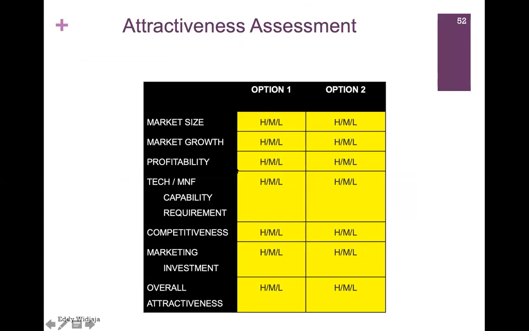Now this is another technique to assess the positioning strategy. Here, we actually look at the effectiveness assessments. For this one, we need to look at the market size, the market growth rates. We require some data here: the profitability, the capability from a technology perspective, the competitiveness, and the marketing investments and overall effectiveness. So there are two tools that we can use to assess the right positioning strategy for us.